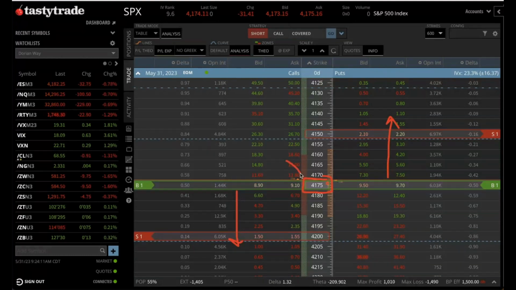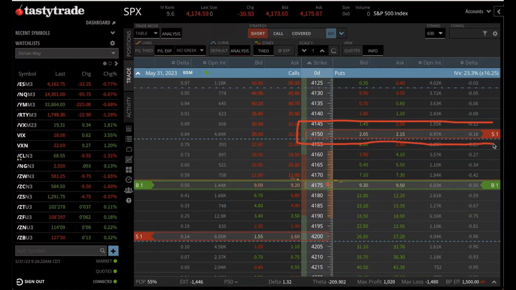41.75 here. But when you're the seller of a put, as we are here, you have the obligation to buy the shares at the 41.50. Right? So that's where it stops. That's where you stop winning at, because this 41.50 is where you have to buy the shares at.